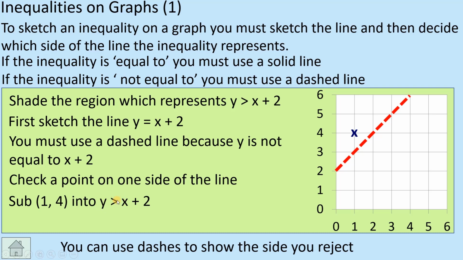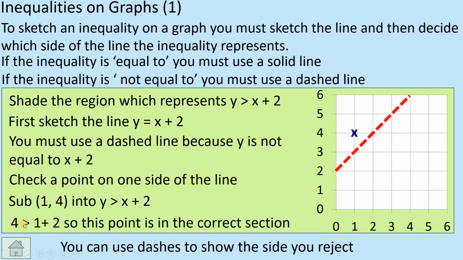So is 4 greater than 1 plus 2? Is 4 greater than 3? Absolutely. So it's in the correct section. So we're going to eliminate the bottom half, or the bottom bit, and we're going to shade the bit where the coordinate is placed. Okay. So that's one line. And that's absolutely fine.